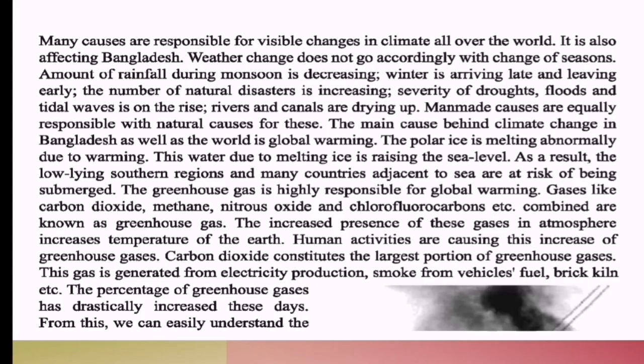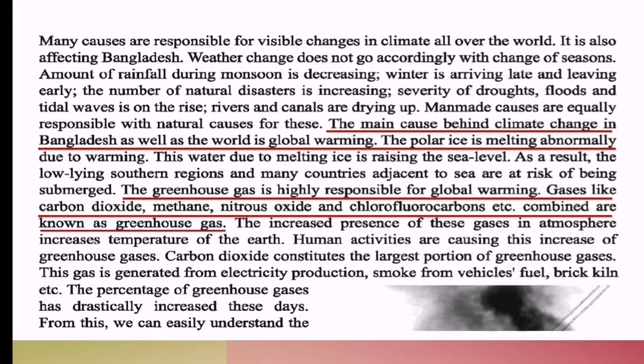Now, underline the following sentences with me. You will find these sentences under lesson 2 of chapter 7. Underline the line, the main cause behind climate change in Bangladesh as well as the world is global warming. The question may come like that: what is the main cause behind climate change around the world, also in Bangladesh? The answer will be global warming is the main cause behind climate change in Bangladesh as well as in the world. Then underline the greenhouse gas is highly responsible for global warming.